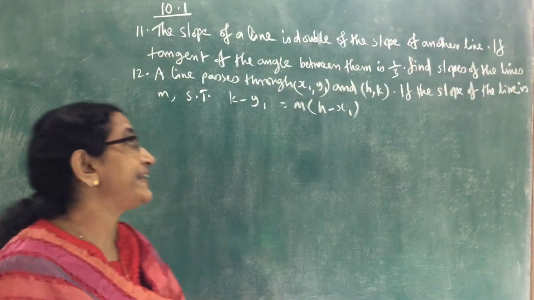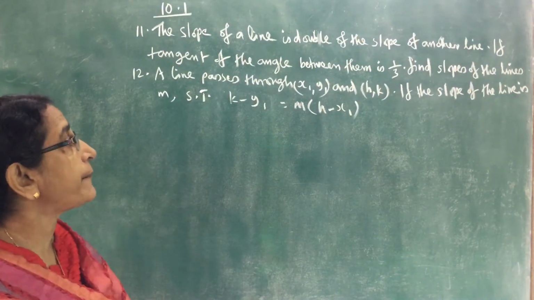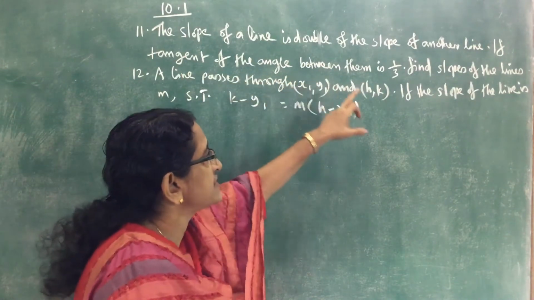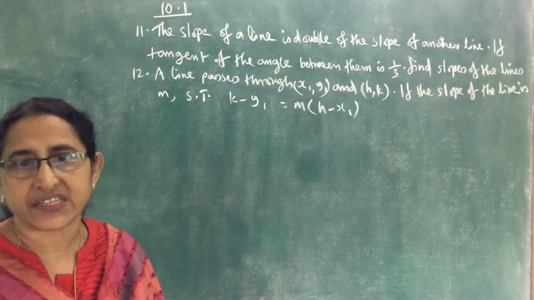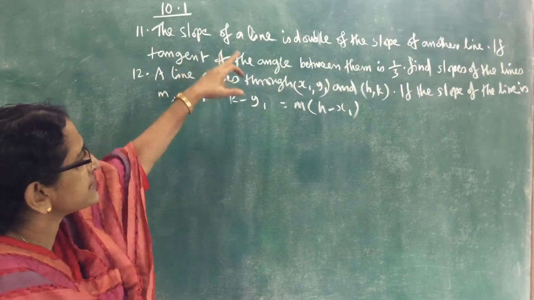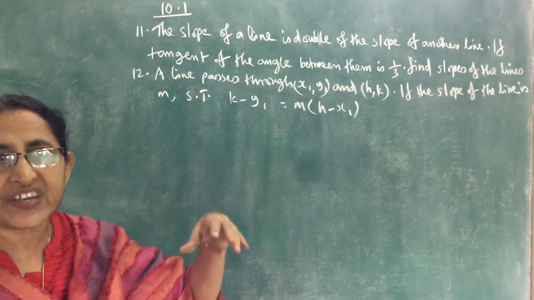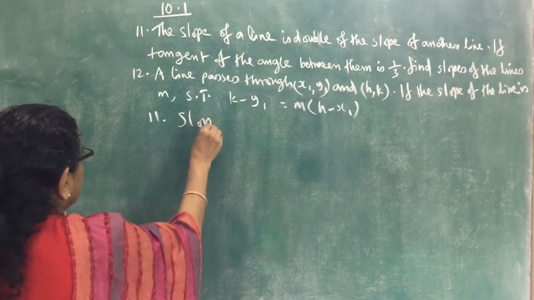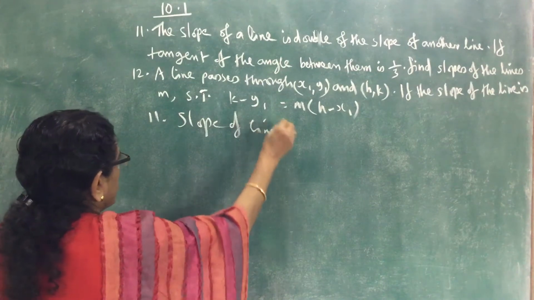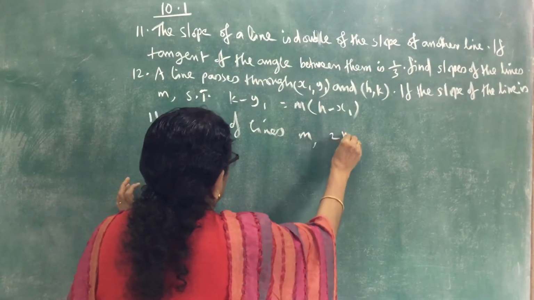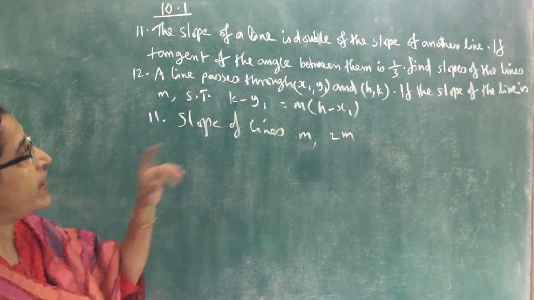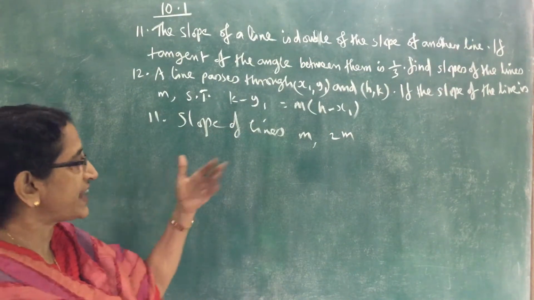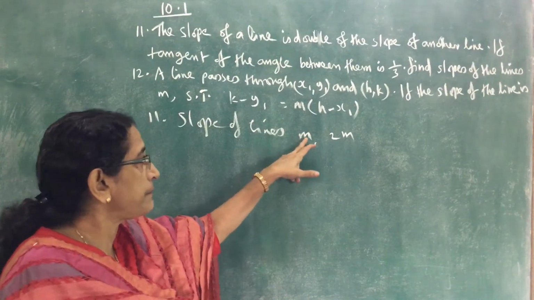Exercise 10.1, 11th one. The slope of a line is double of the slope of another line. If the tangent of the angle between them is 1 by 3, find the slope of the lines. Given that the slope of a line is double of the slope of another line, we can take the slopes of the lines as m and 2m. Double means twice, so we take the slopes as m and 2m.